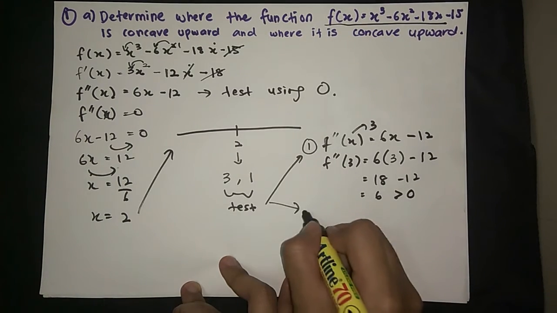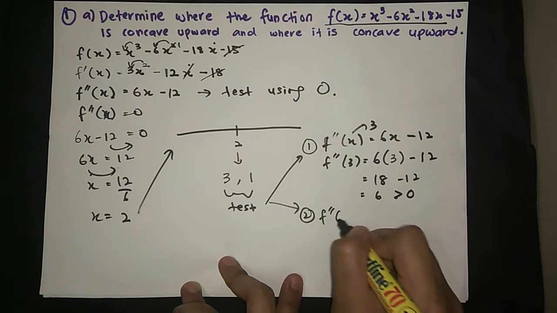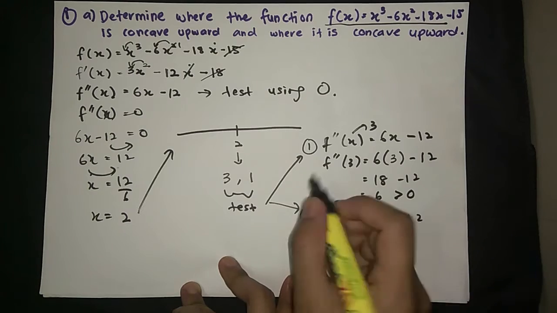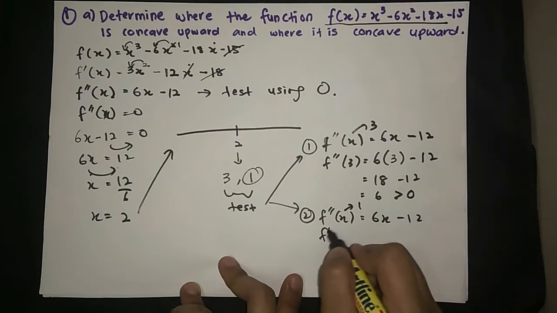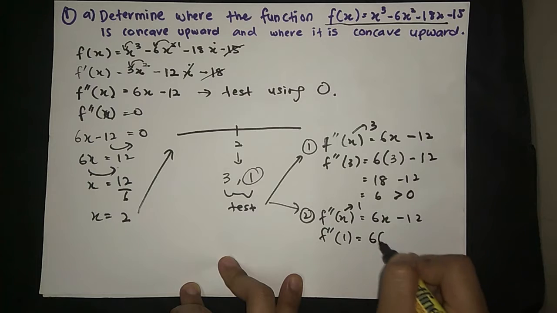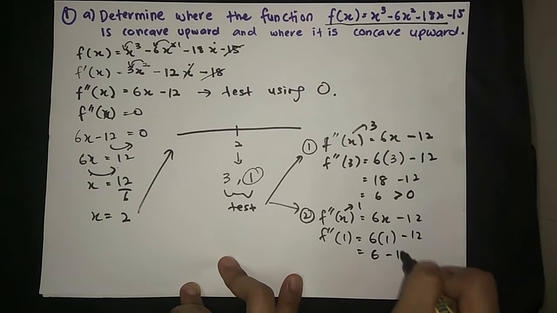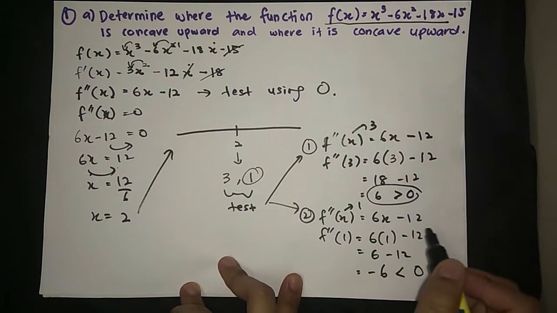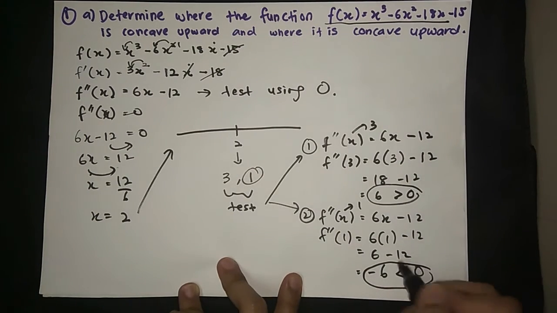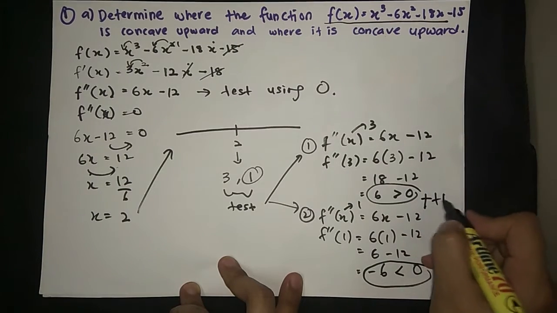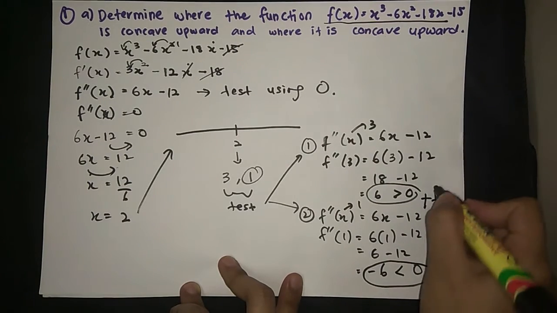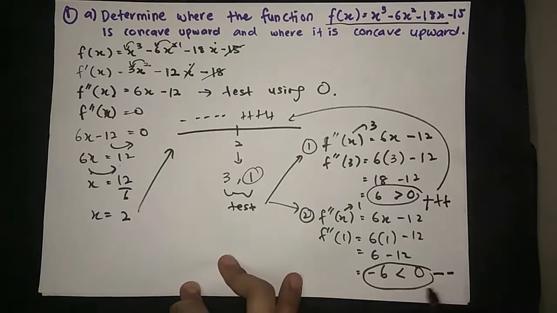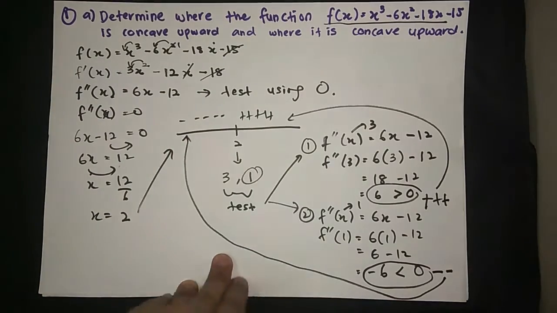So okay, now we're going to test the number below 2 using the number 1. So we substitute 6x, which becomes 6 times 1 minus 12, and the answer is negative 6. So it becomes different here. 6 more than 0 is positive, negative 6 less than 0 is negative. So the positive one is the right one and the negative one is the left one.